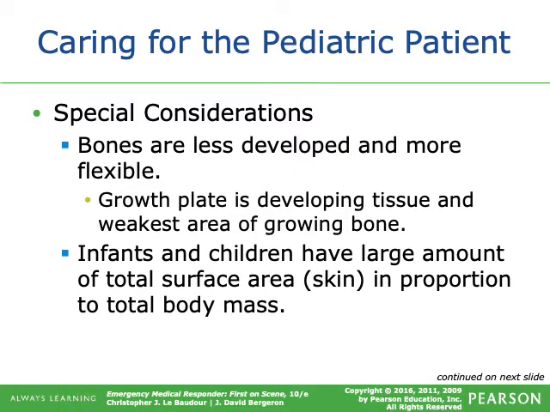Alright, bones are less developed and more flexible. Growth plate is developing tissue in the weakest area of the growing bone. Infants and children have a large amount of total surface area in proportion to the total body mass. So if you have a burn area that is the same size on a child and on an adult, the child is going to be affected much more severely by the same area of burn. So that's just something to keep in mind.